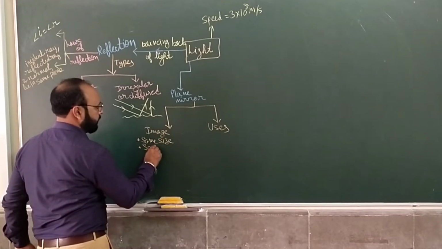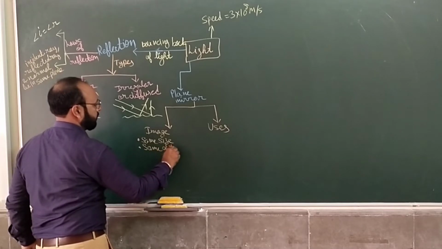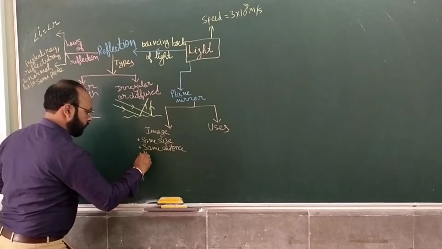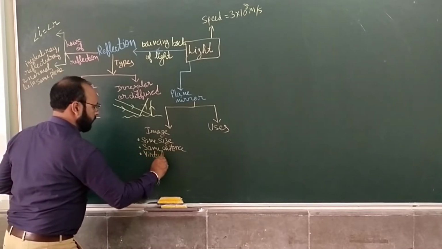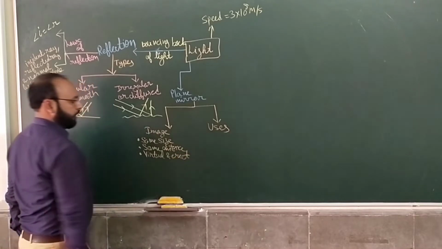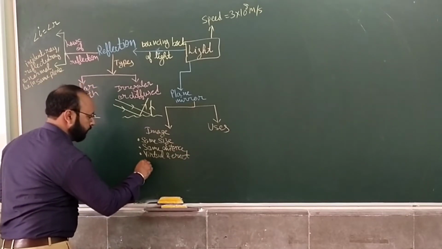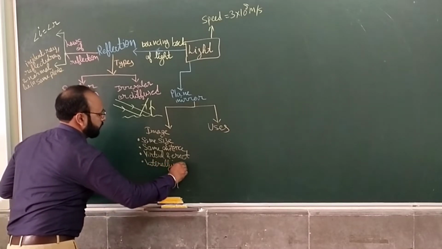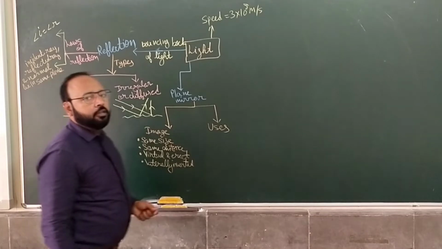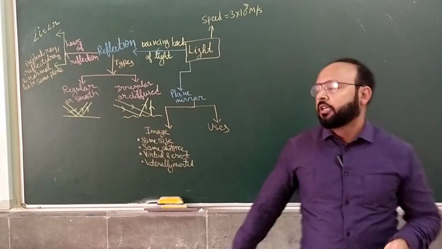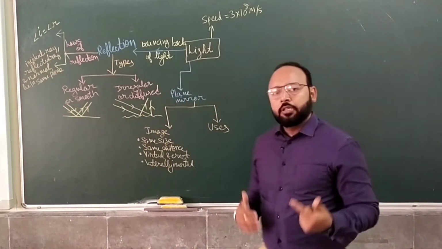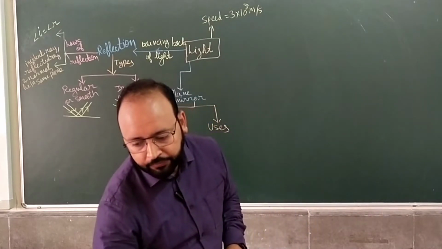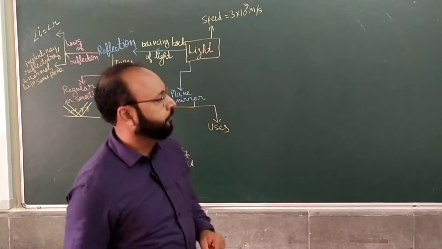right? Same distance, right? And then we can say virtual and direct, and one very important, that is laterally inverted. The image will be laterally inverted, meaning upside down, right? When we stand in front of the mirror, our right hand appears on the left side and the left hand appears on the right side.